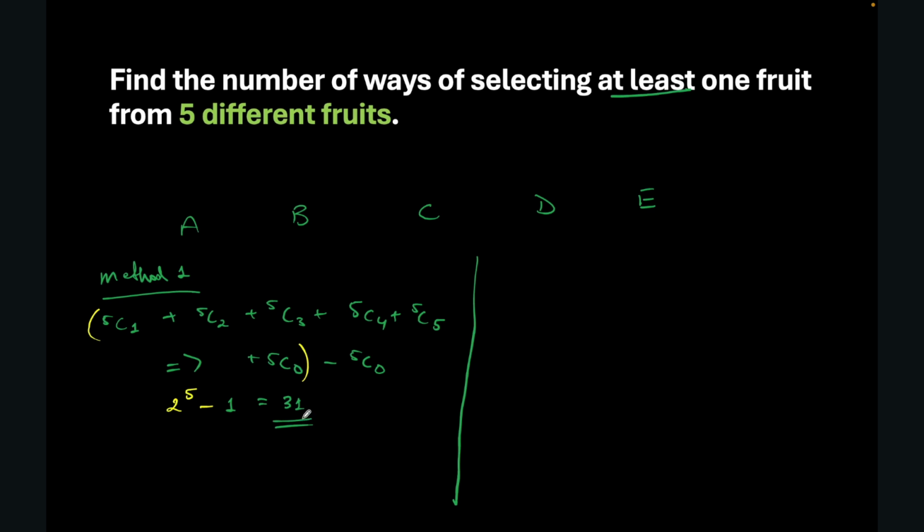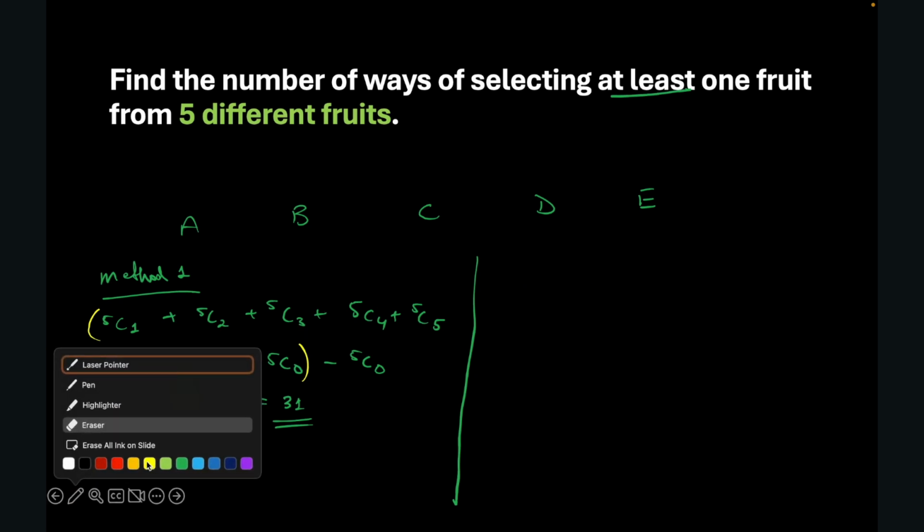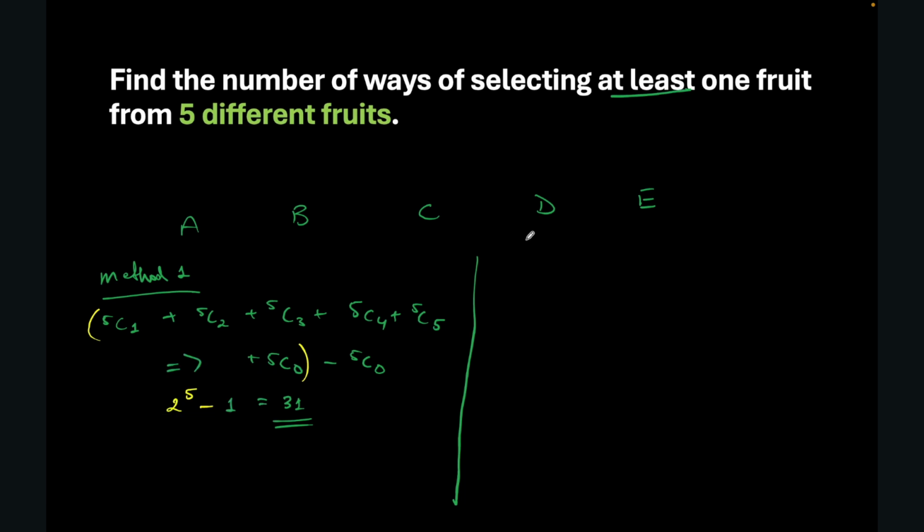That's our answer. You can just do it directly like this and get the answer. That's a shortcut, but it only works when every single item is distinct. We'll look at an example where we have 3 mangoes, 4 oranges, 3 bananas, something like that. Then this approach really doesn't work. It fails.